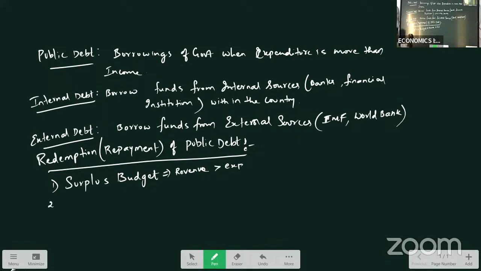Then another method of repayment is refunding. Refunding means what? When government issue bonds and securities to the public, means they sell the government bonds and all. So when they need money to repay the debt, when debts are more within the country, then they will do refunding, which means issue of fresh bonds and securities of the government. When the government issue fresh bonds and securities, they earn some income. That income is used to repay the debt. Okay, so that concept is called as refunding.